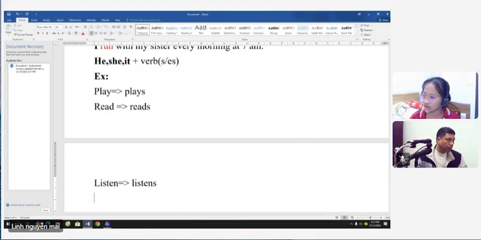Okay, so now there is a lot of types of verbs. We don't know when we must put s or when we must put es. So now we will learn how to put s or es in the verb. Okay, so there are a lot of ways to put the s or es in the verb. Okay, so first we will learn about this one.